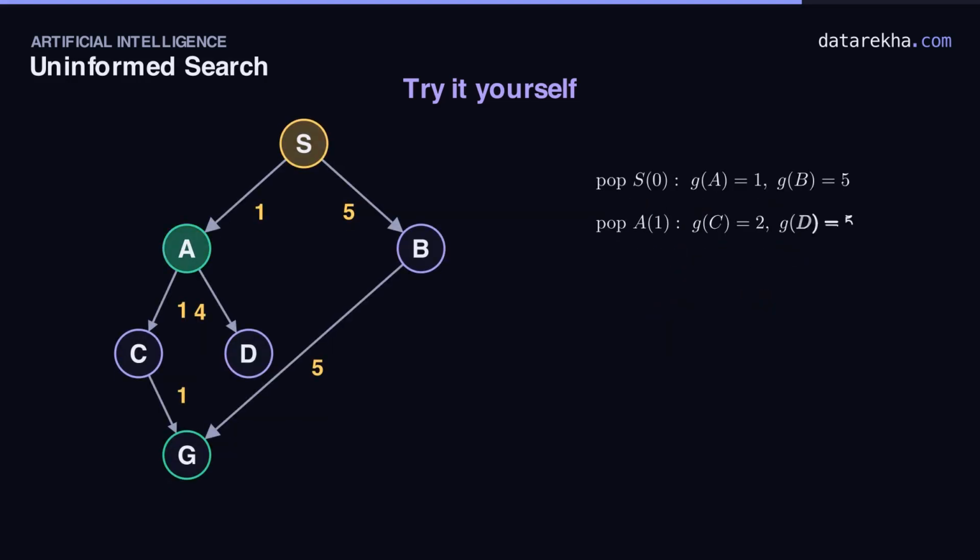Here's the walk. Pop S at 0. That sets g of A to 1 and g of B to 5. The smallest is A. So pop A, g of C becomes 2, g of D becomes 5. Smallest now is C at 2. Pop it, and the goal G gets cost 3. G at 3 is now the cheapest in the queue, so we pop it and stop. The answer is cost 3, along S, A, C, G, 3 light edges. The tempting shortcut through B would have cost 10, and uniform cost search never even bothered to expand it. If you got 3, you've truly got this.